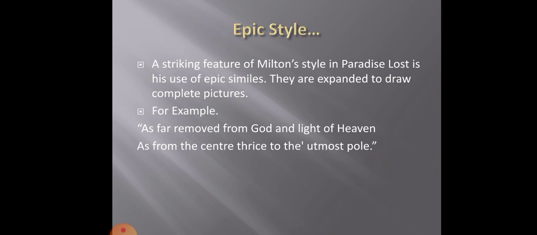Epic style is a striking feature of Milton's style in Paradise Lost. He uses epic similes. They are expanded to draw complete pictures. They are not just similes. You can see the shield of Satan, how long it was and how beautifully it has been presented there: "As far removed from God and light of heaven as from the centre thrice to the utmost pole."